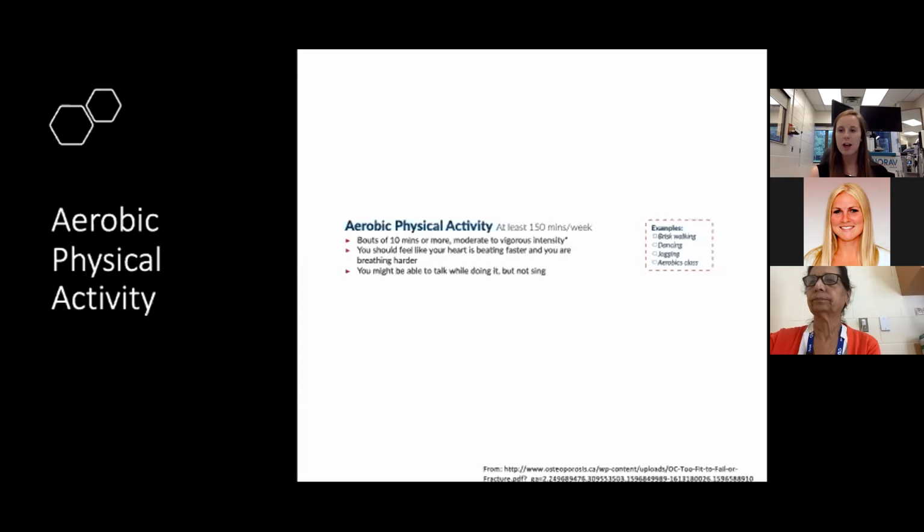The general approach is at least 150 minutes per week in bouts of at least 10 to 20 minutes at a moderate to vigorous physical activity level, which means that you can talk while you're doing it, but you couldn't sing. Examples would be walking, biking, aerobic classes, whatever you like to do. I will just make a note quickly about aquafit and swimming. They are excellent physical activity options, especially for aerobics.